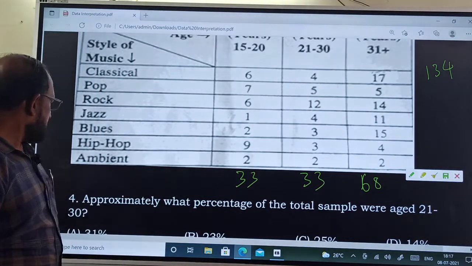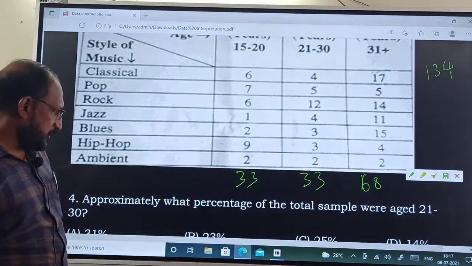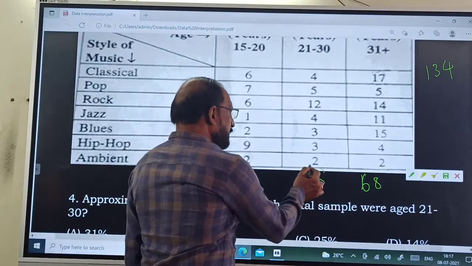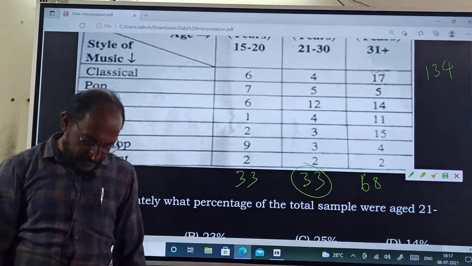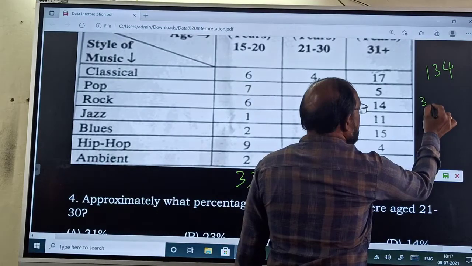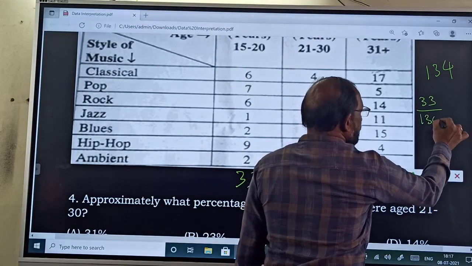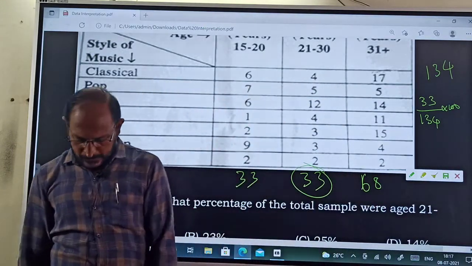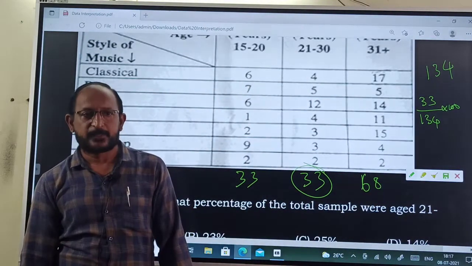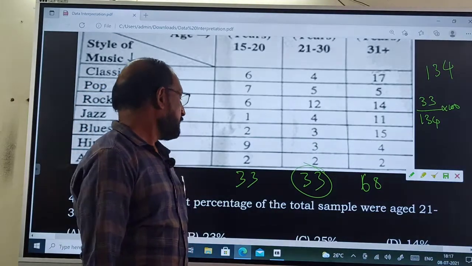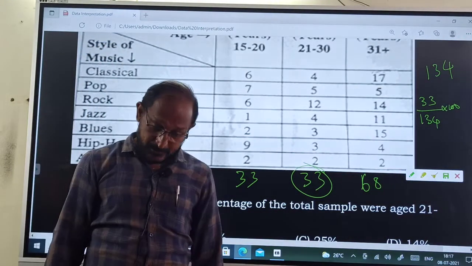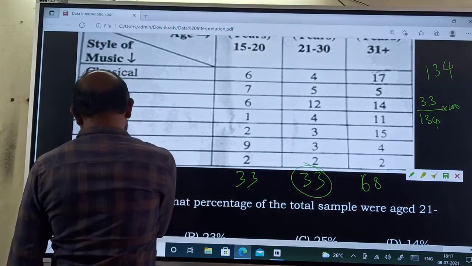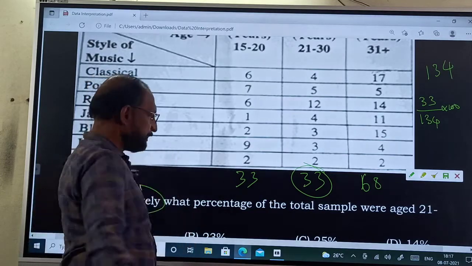Now what the problem is, see: approximately what percentage of the total sample were aged 21 to 30? So what is that, 21 to 30? 33 is there. So 33 by total 134 into 100 percentage. If you calculate approximately, it's around 25%, sir. They asked approximately, not exactly. Okay.